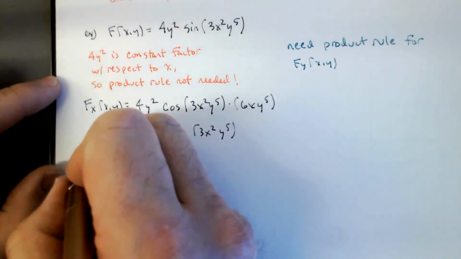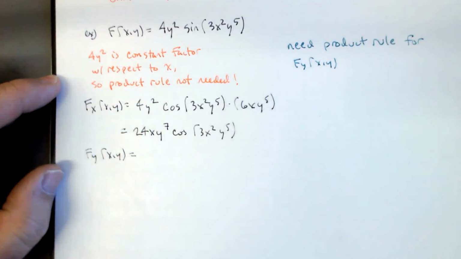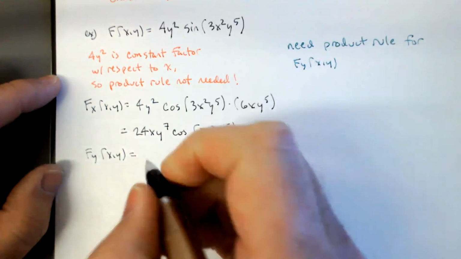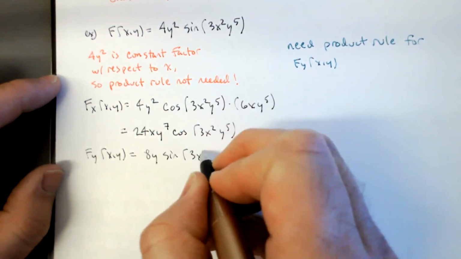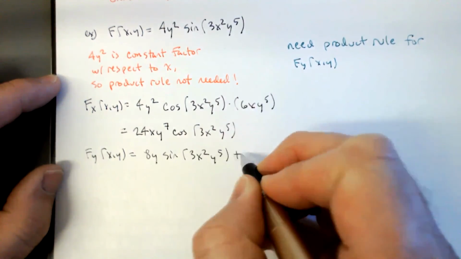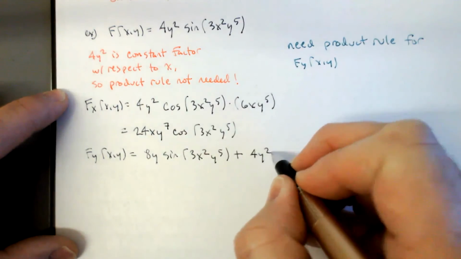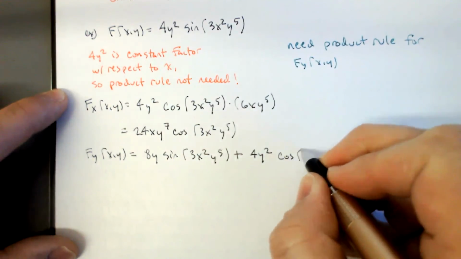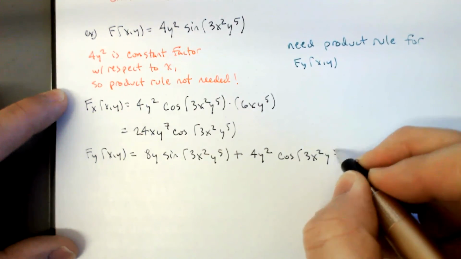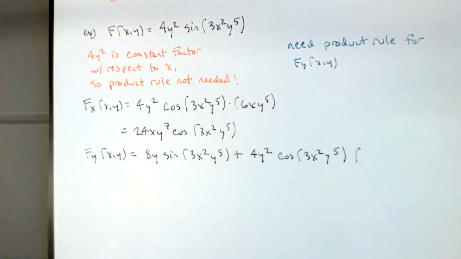So the partial of f with respect to y, I'll take the derivative of the first times the second. So 8y times the sine of 3x squared y to the fifth, plus the first times the derivative of the second. The derivative of sine of a thing is cosine of the thing, times the derivative of the thing. And now the derivative of 3x squared y to the fifth with respect to y will be 15x squared y to the fourth.